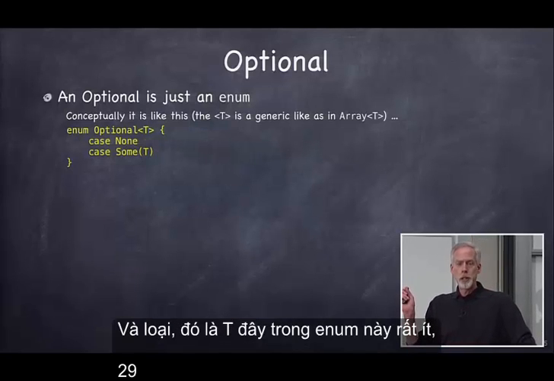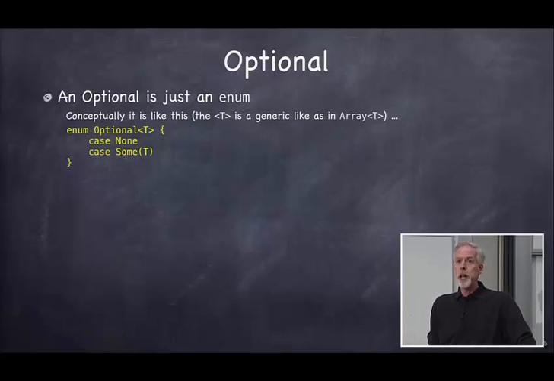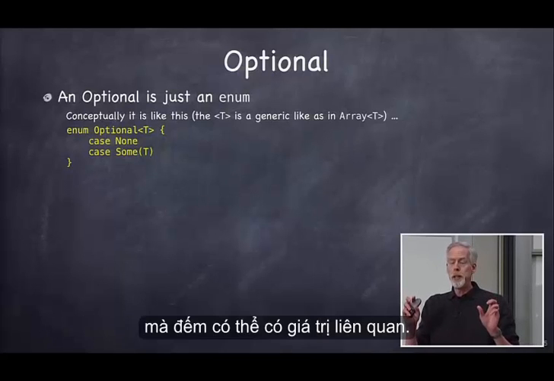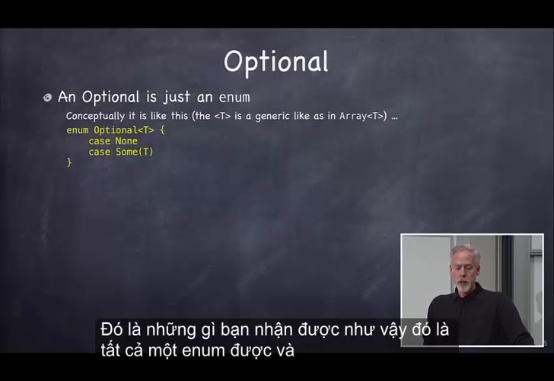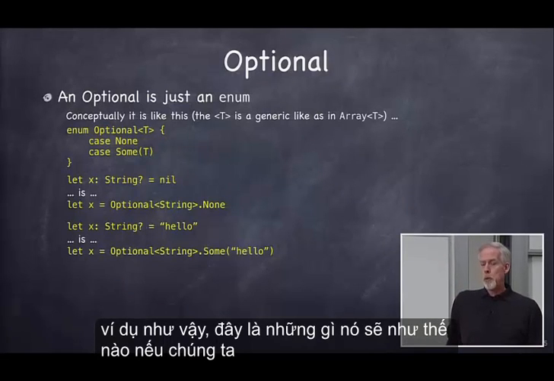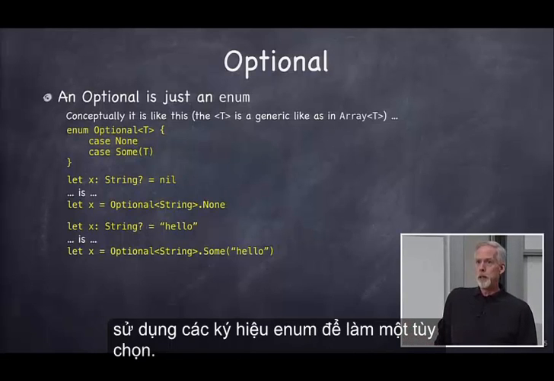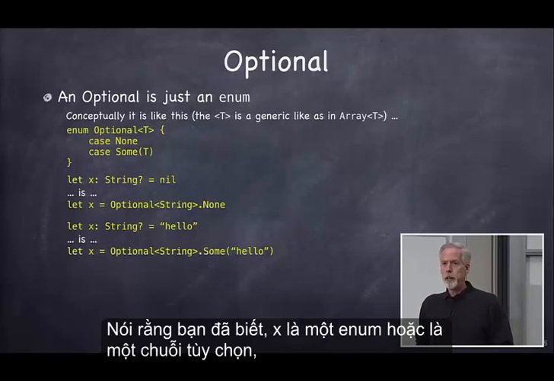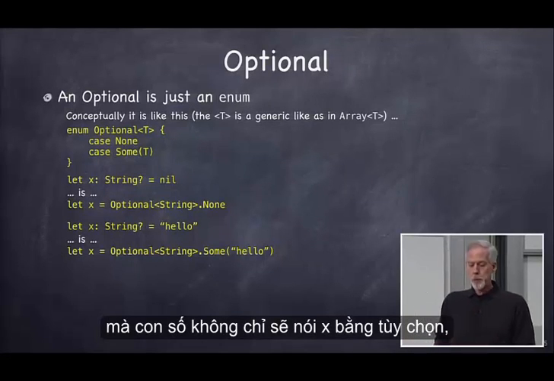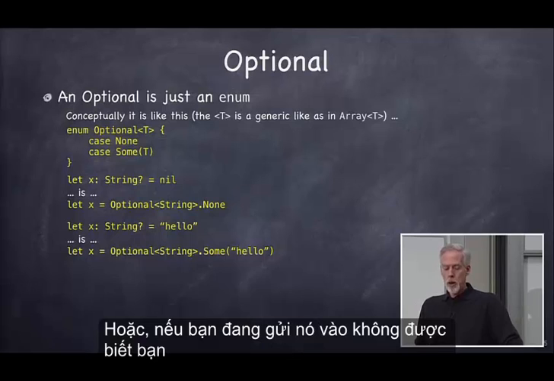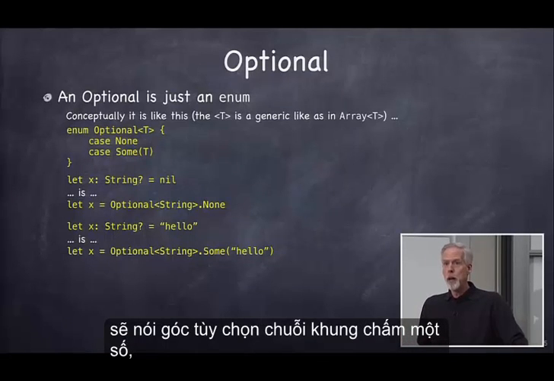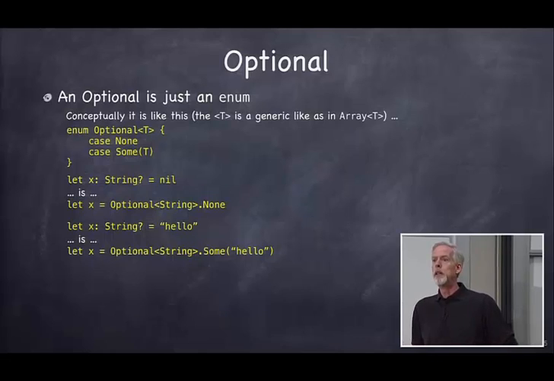And that type, which is T here in this little enum, is just the type of the associated value. You know that enums can have associated values. So that's just the type that, if the optional is not nil, that's what you get. So that's all an optional is. And so, for example, this is what it would look like if we used the enum notation to do an optional. Saying x, which is an optional string, equals nil, would just be saying x equals Optional angle bracket String dot none. Or if you're setting it to not be none, you would say Optional angle bracket String dot some, parentheses, the associated value, which would be hello.